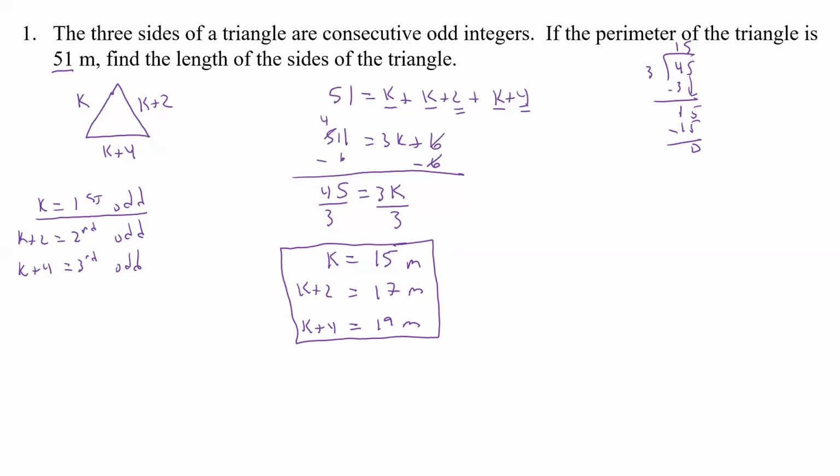Now, what's one last thing we need to do? We need to check. Let's see if we take 15 plus 17 plus 19, does that add up? Here we have 14, 15, 16, 17, 18, 19, 20, 21. Carry 2. 2 plus 3 is 5. That equals 51. So yes, that checks. The sides are 15 meters, 17 meters, and 19 meters.